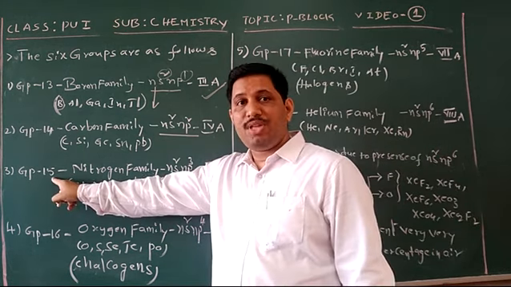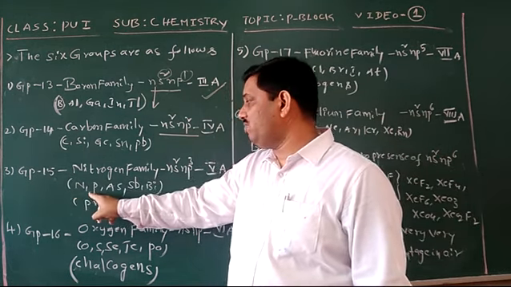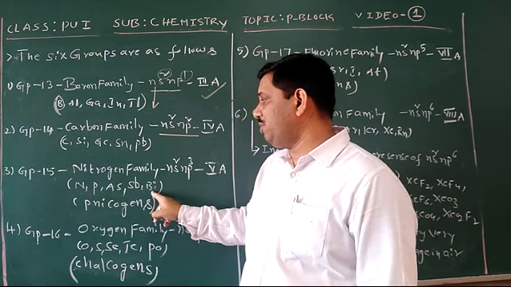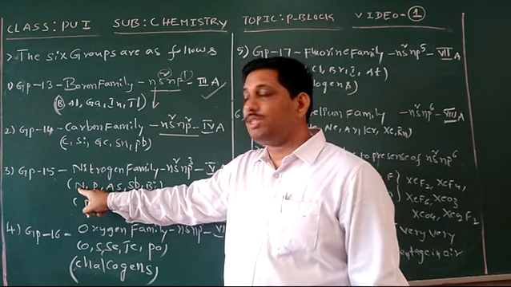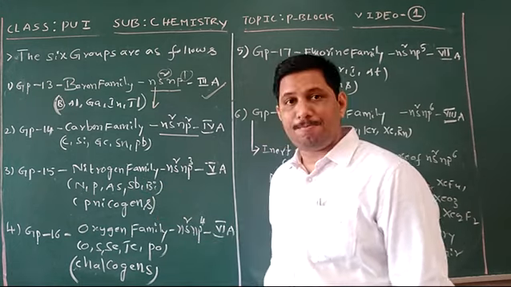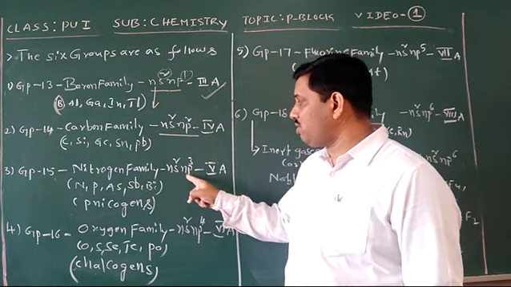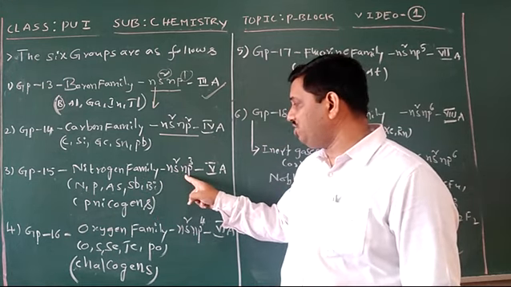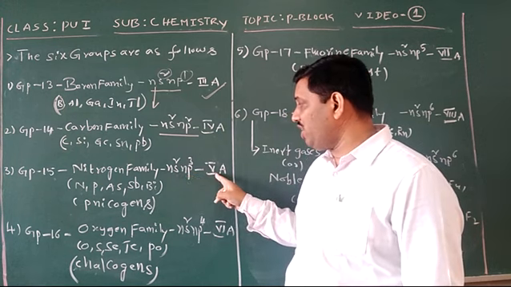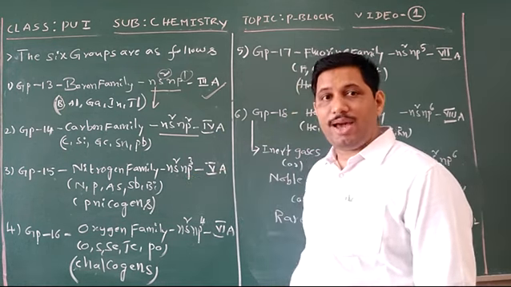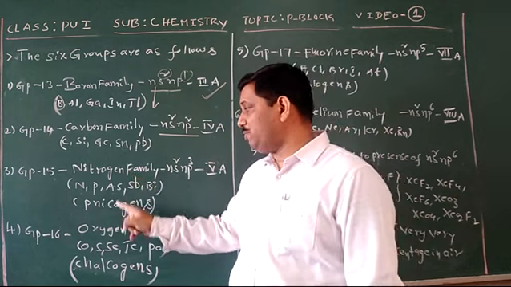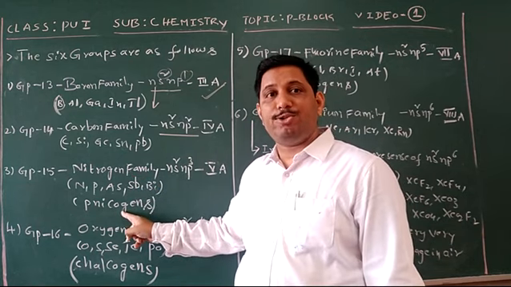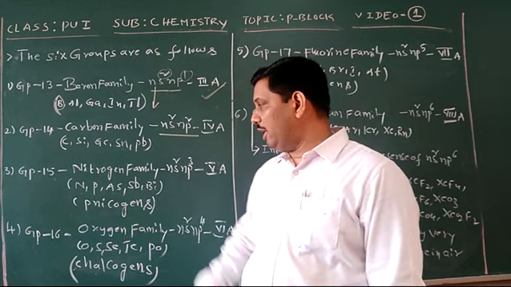Group 15. The elements present in this group are nitrogen, phosphorus, arsenic, antimony, bismuth. Since the first element is nitrogen, it is known as nitrogen family, and the general valence shell electronic configuration is ns2np3. Hence, it is known as 5th A group due to the presence of 5 valence electrons. This group has one special name, that is pnictogens. Group 15 elements are also known as pnictogens.